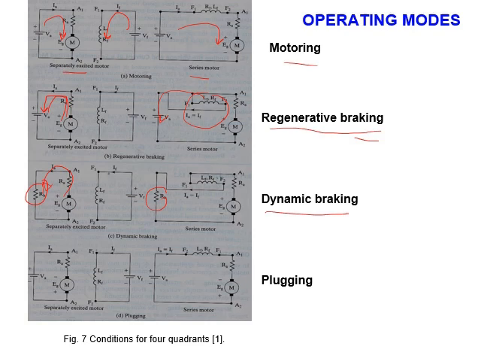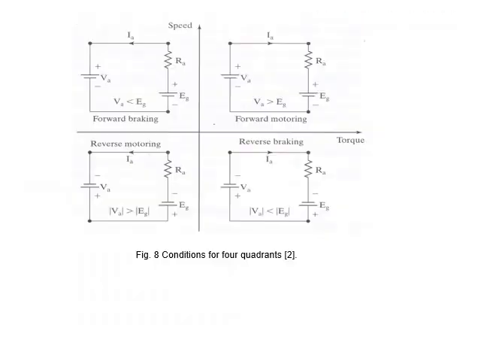Okay, plugging: we change the direction of the armature current, but the voltage of the armature also has to be changed here. How we change it, I will explain. Okay, you see here the 4 modes.